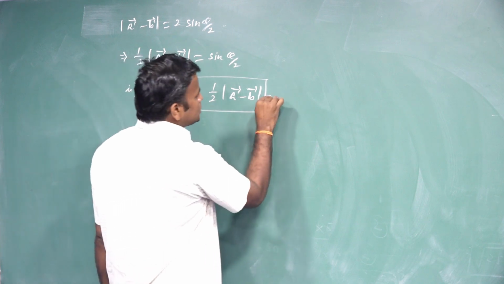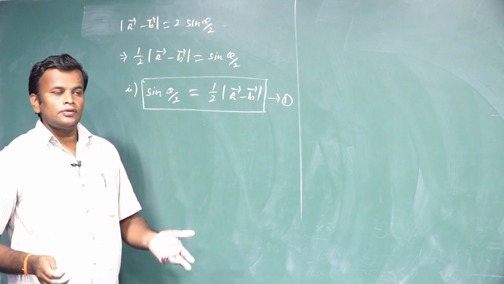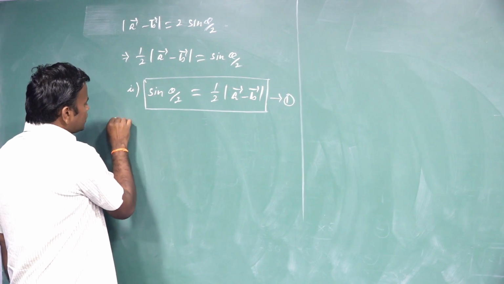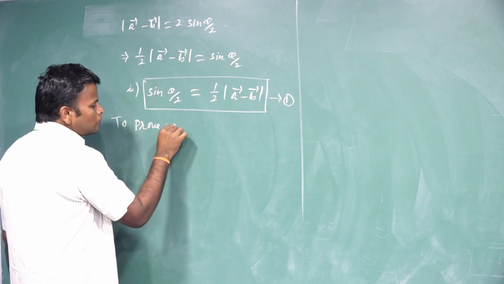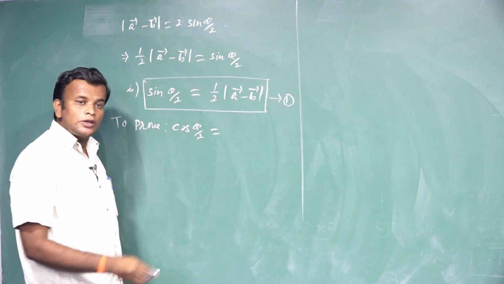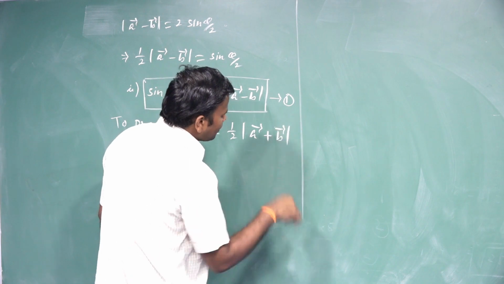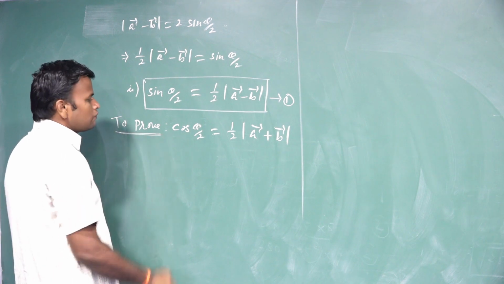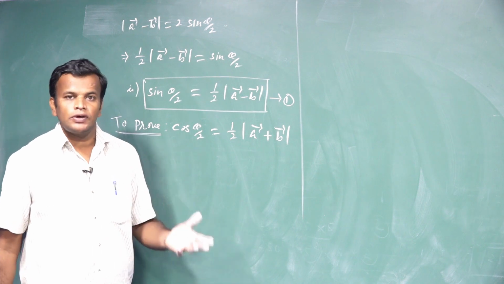We are using this result, so I put it is the first equation. Now we prove the second one. Okay, now to prove the value of cos theta by 2 is equal to half of modulus A vector plus B vector. First we write the proof. We prove in which term? To prove cos theta by 2 is equal to half of modulus A vector plus B vector.